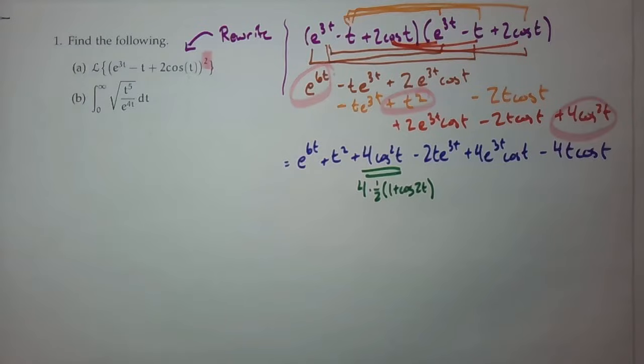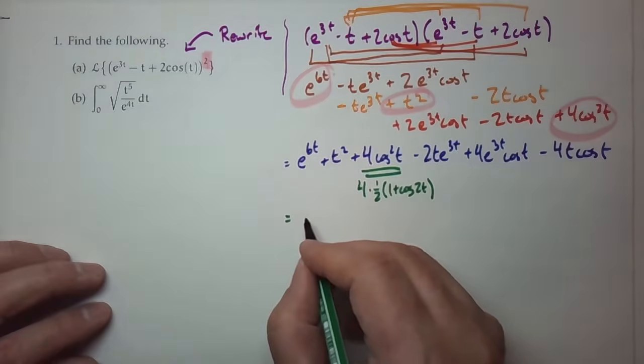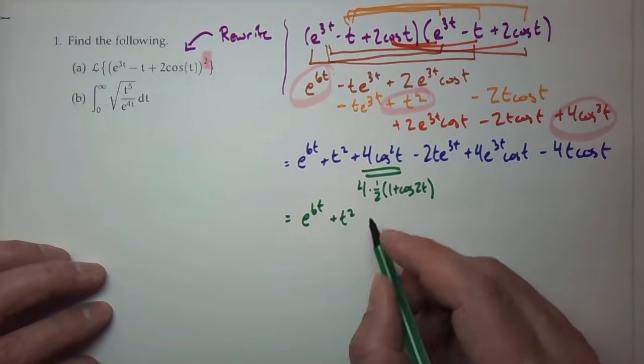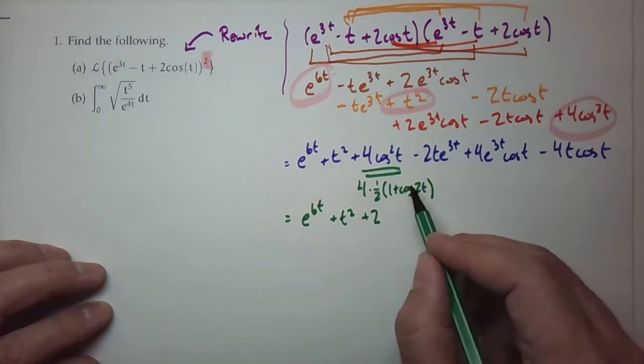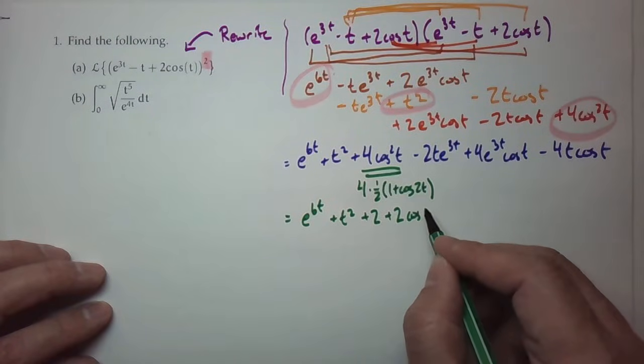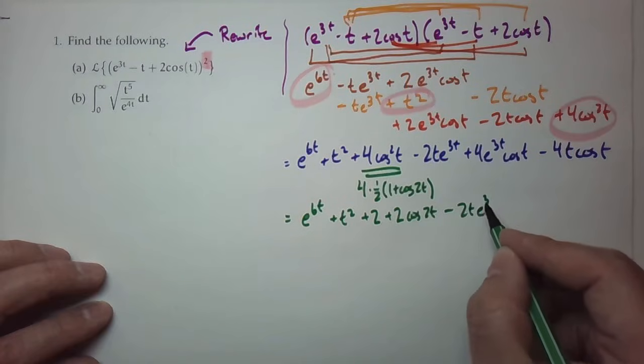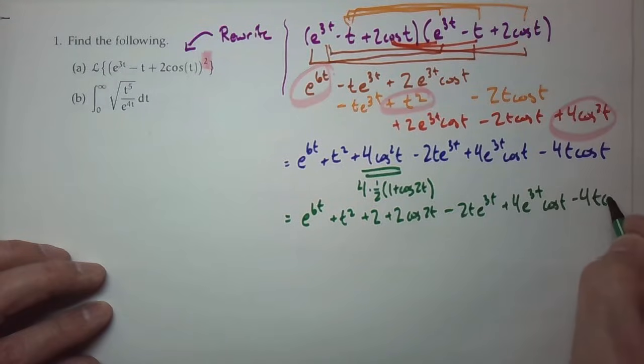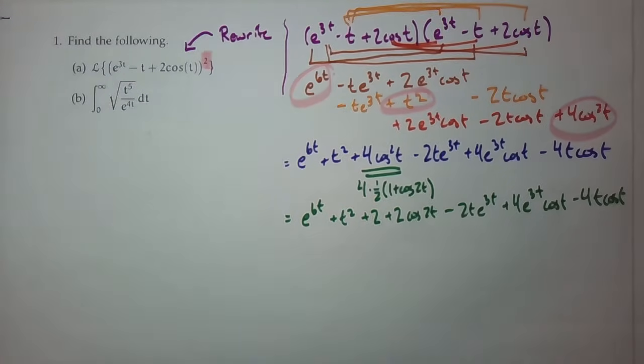Okay, so rewriting this one more time, we have e to the 6t plus t squared. 4 times a half times 1 is 2. 4 times a half again, so that's 2 cosine 2t minus 2t e to the 3t plus 4 e to the 3t cosine t minus 4t cosine t. Now notice we haven't done any Laplace transforms yet. All of this is the rewriting so that the individual pieces are things that we can work with. And now they all are. So we're ready to answer the question.